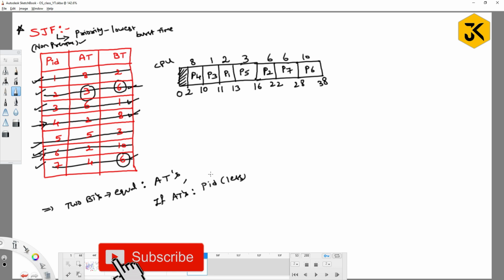This is the way your SJF algorithm is going to work, right? Once you have drawn the Gantt chart, you can solve any other kind of questions that are asked in the GATE exam. Hope you understood this video clearly.